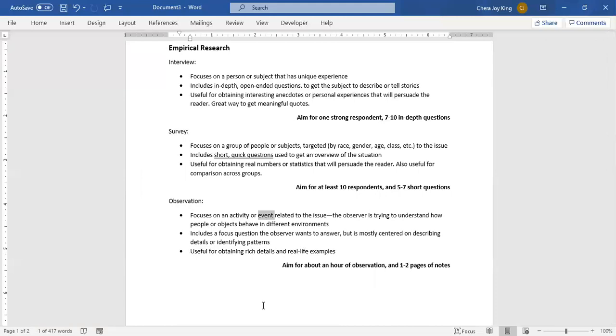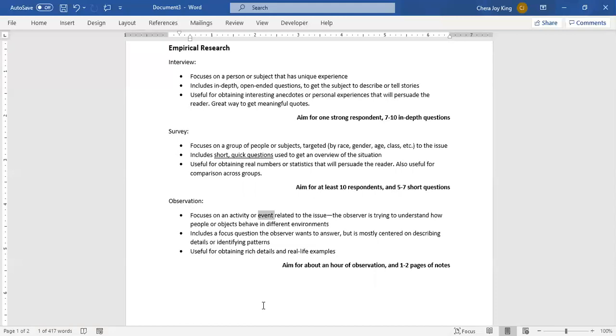So if I was going to focus on activities on campus, I might sit in front of the cafeteria and watch just for an hour and see what kinds of things different people do. It includes a focus question that the observer wants to answer, like what kind of activities do people do on campus, but it's not centered on questions this time.